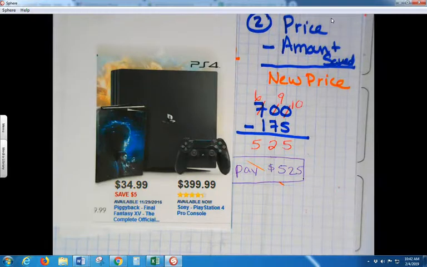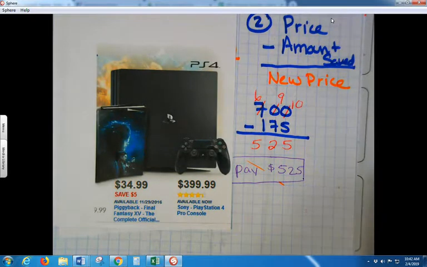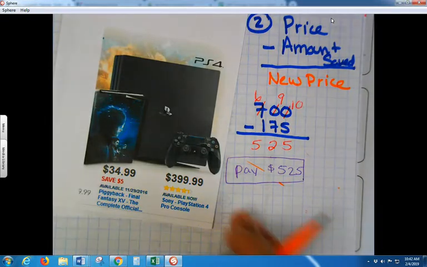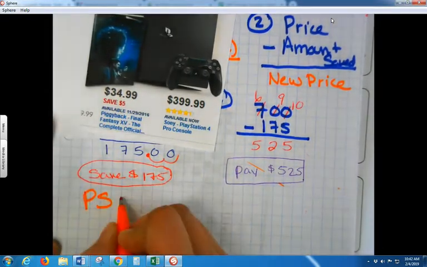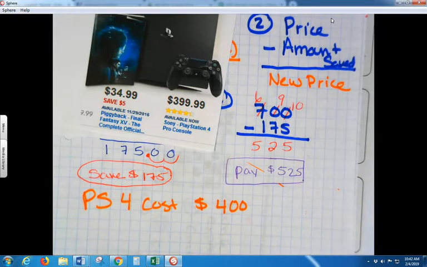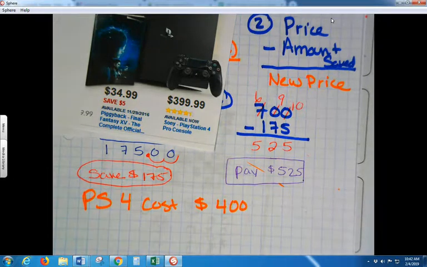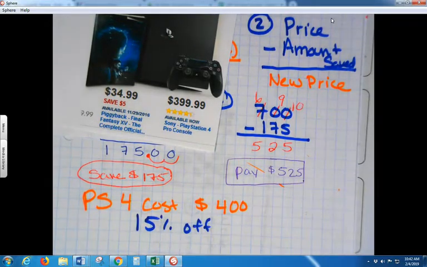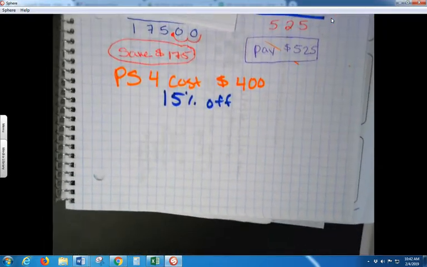Okay. So right now the price says $399.99. We're gonna round that up to 400. PS4 cost $400, right? But they said, because you bought the TV, we're going to give you a deal. We're going to give you 15% off the cost of the PlayStation 4 because you bought the TV. So I'm going to save 15%.